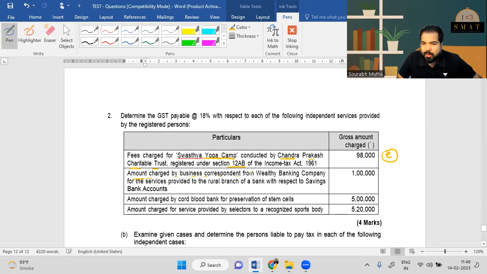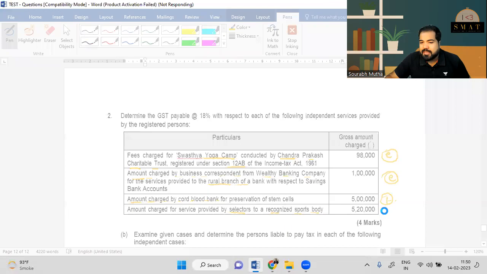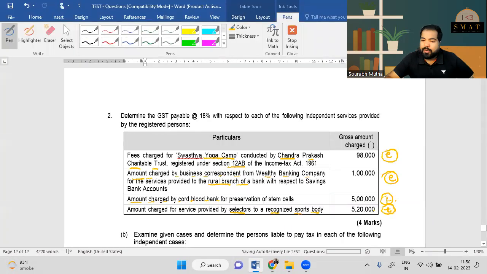Amount charged by business correspondents from a banking company. This should be under RCM, but because it is a rural branch, this one is also exempt. Amount charged by cord blood banks. Guys, this is an amendment. Earlier, this used to be exempt, but now this is taxable. Amount charged for service provided by selectors to a recognized sporting body. Guys, selectors aside, everything on the ground, people who are players, umpires, referees, managers, all of them are exempt. But selectors, this service is taxable. So two services, 5 lakh and 5 lakh 20, are taxable here. Multiply with 18% and you'll get your answer. That is question number 2.